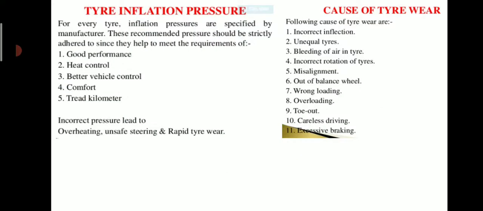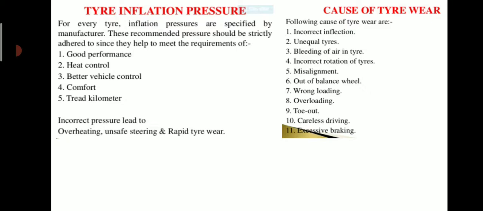So tire inflation pressure plays an important role. For every tire, inflation pressure is specified by the manufacturer. This recommended pressure should be strictly adhered to since it helps to meet the requirements of good performance, heat control, better wheel control, comfort, and tread kilometer. Incorrect pressure leads to overheating, unsafe steering, and rapid tire wear.